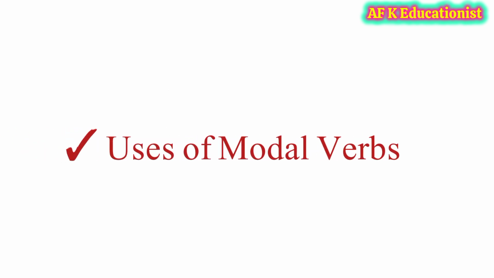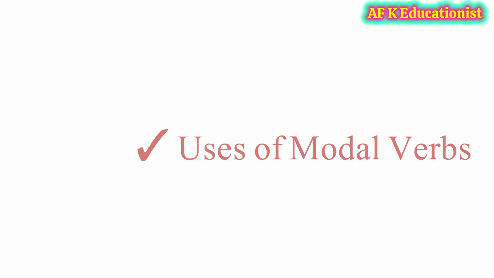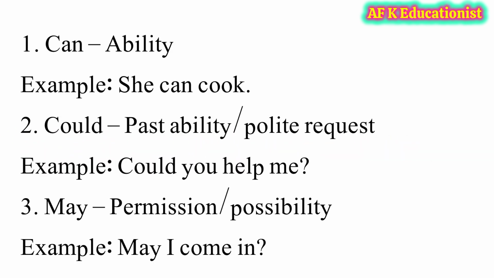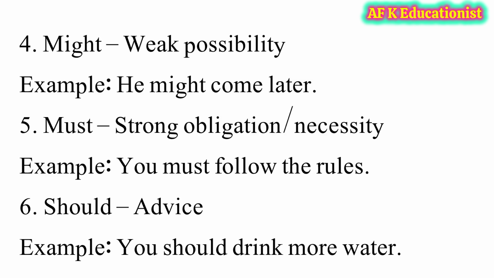Uses of modal verbs. Can, ability. Example, she can cook. Could, past ability or polite request. Example, could you help me? May, permission or possibility. Example, may I come in? Might, weak possibility. Example, he might come later.